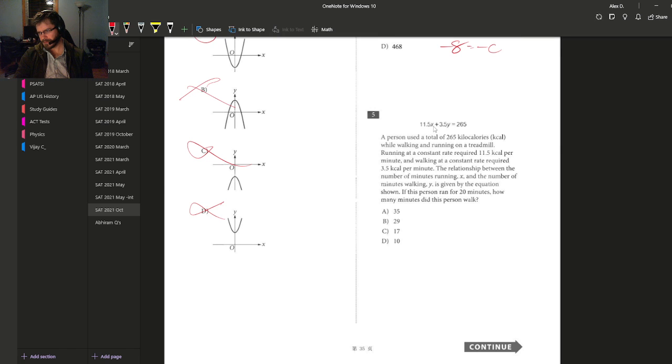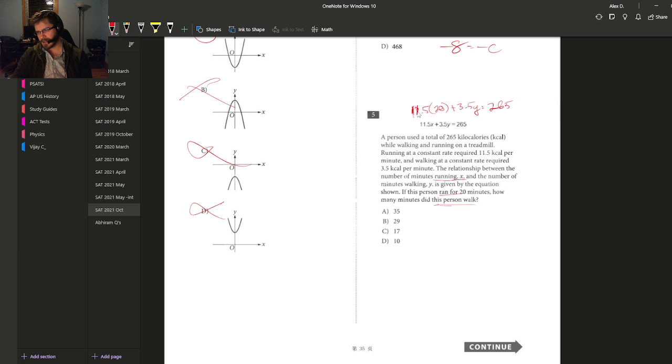Alright. Linear equation, whatever. How many minutes did this person walk? So they ran for 20 minutes. So which one of these is running? Running is x. So basically they're telling us x is 20. So 11.5 times 20 plus 3.5y equals 265. Alright. So none of the rest of that context should matter. I do not believe that any of this is going to be consequential. So just jump right in.